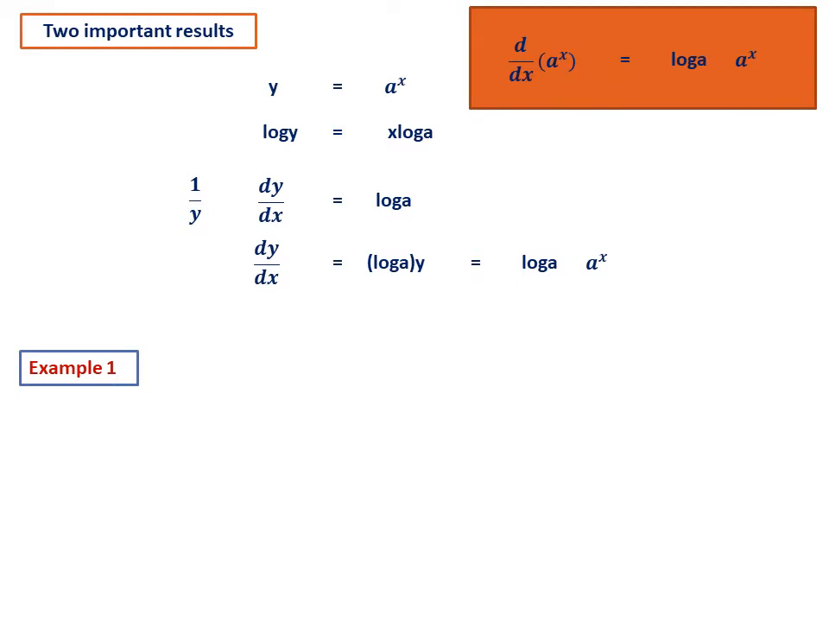So, for example, you take d by dx of 3 power x. As per the formula, it is log 3 into 3 power x. So this is the formula, and this result you have to remember. Next one is d by dx of log x to the base a. This is equal to log e to the base a divided by x. So this is the formula, you have to remember this one.